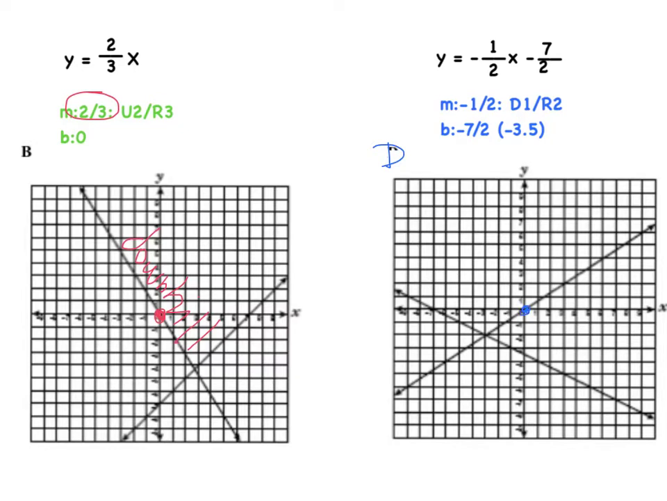There's a y-intercept. The line is going uphill, so far check, it's good. But let's see if it's going up right. Up 2, to the right 3. And that is correct, so that's the right answer.